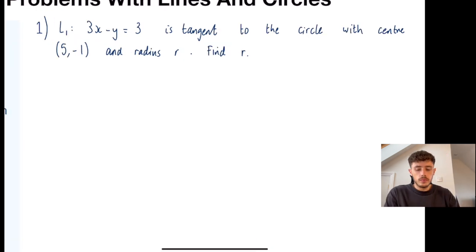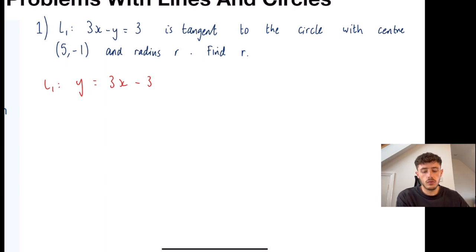So first of all, let's rearrange that line to be in the form y equals mx plus c, and that is going to look like this: y equals 3x minus 3. So now we just know by looking at it, it's got a gradient of 3 and a y-intercept of minus 3. Let's also put together the circle.